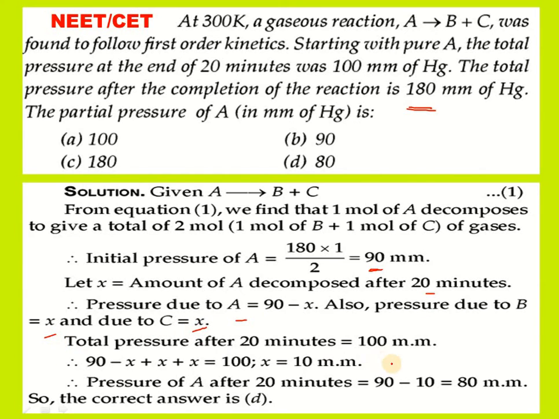But the total pressure at 20 minutes is given in the question as 100 millimeters. Then the total is 90 minus X plus X is equal to 100. From this expression we can find X. What is X? X is 10 millimeter Hg. Now, what is the partial pressure of A? They ask what is the partial pressure of A. It is 90 minus X. If you substitute X, we get 80 millimeters. So 80 millimeters, option D is the right option for this one.